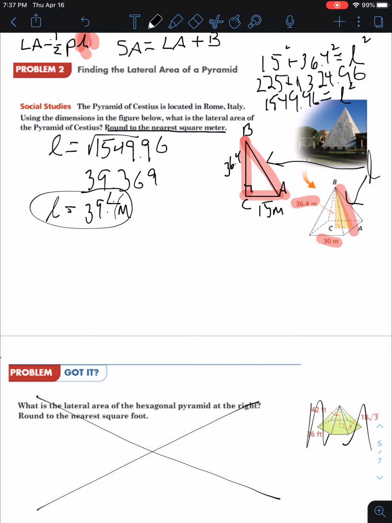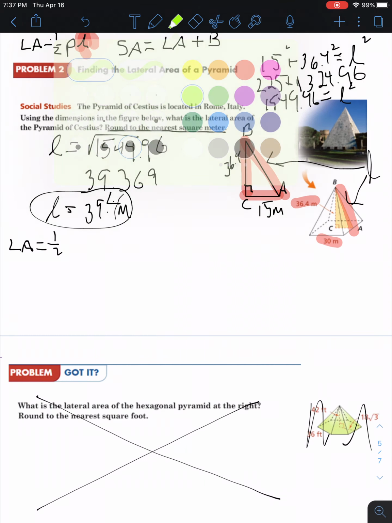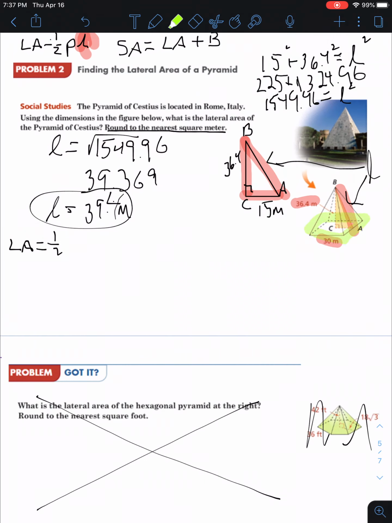All right, the LA is 1/2 times the perimeter. Now remember, the perimeter is the wrap all the way around the base. If each side is 30, it's regular, so 30 plus 30 plus 30 plus 30, or 4 times 30, is going to be 120. So we're going to take our 120 times the slant height, which we just found, 39.4.